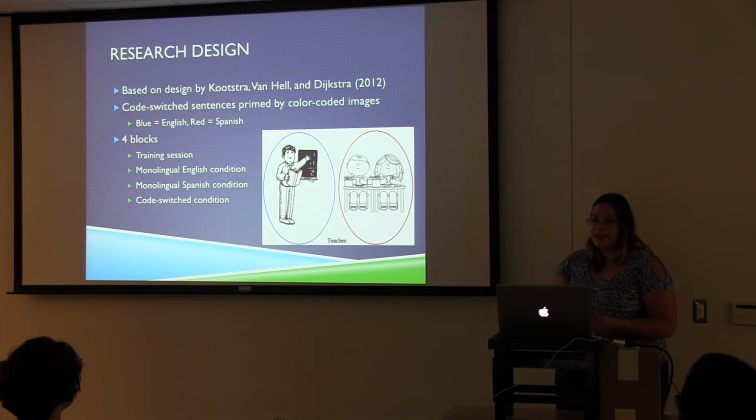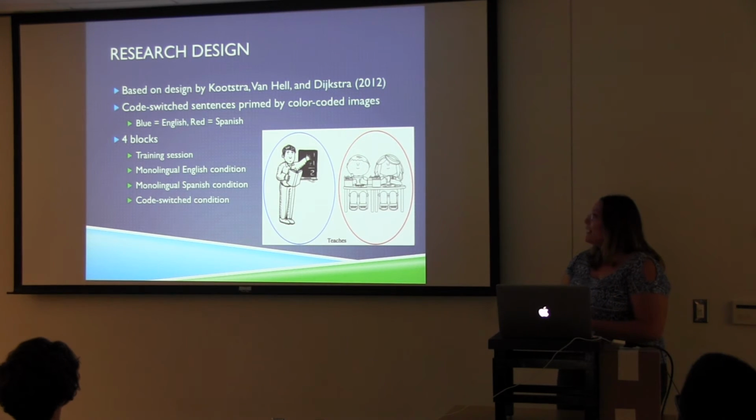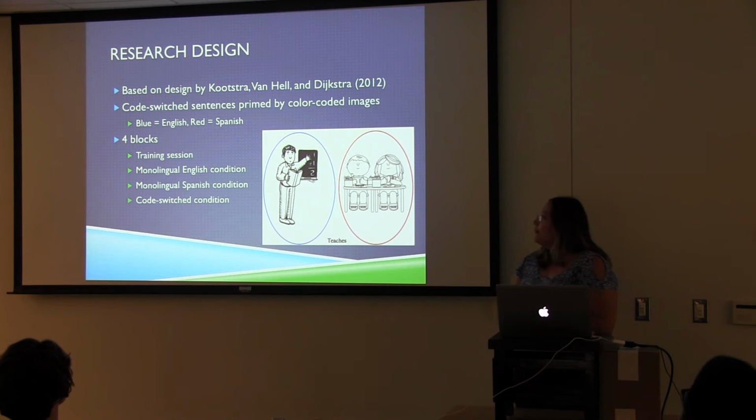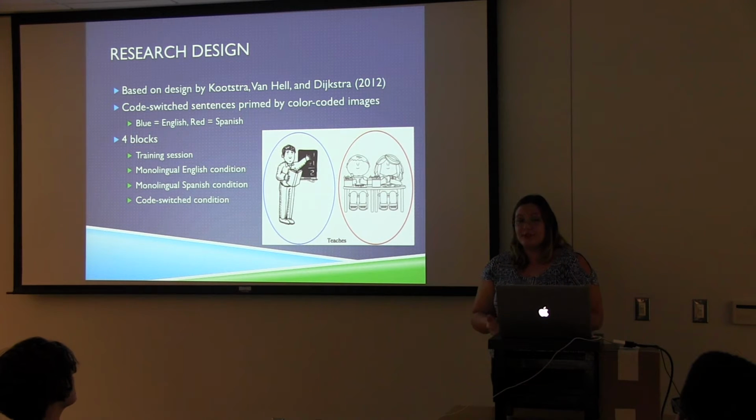So my research design was based off of a study by Koetstra, Van Helen, and Dijkstra, and we had our code switch sentences primed by color-coded images. For all of the images, we had blue signifying English and red signifying Spanish. And we had 4 blocks: a training session, monolingual English, monolingual Spanish, and then code switching. The training session was just to get the participants used to the pictures that we were using, and the monolingual conditions were counterbalanced across participants.